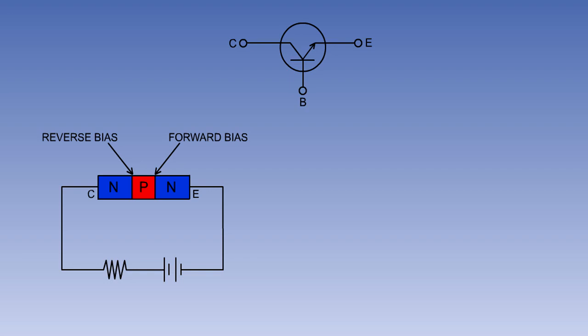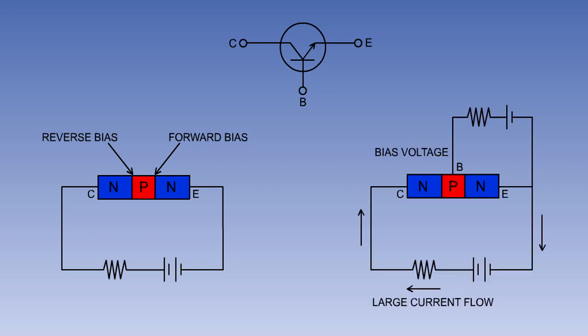If we apply an EMF across the collector-emitter region of an NPN transistor, as shown here, remembering back to the junction diode, one of the junctions will be forward biased, but the other will be reverse biased, so no current will flow in the circuit. However, if we apply a small EMF, known as a bias voltage, across the base-emitter region, changes take place in the material which will allow current to flow freely from the collector to the emitter.